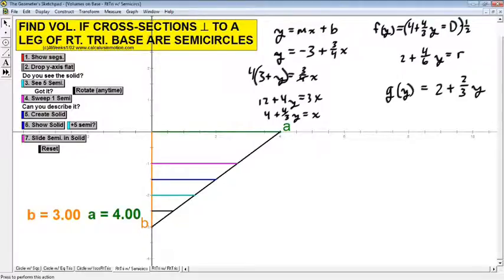Let's go all the way back to the area function for each semicircle. Oh, you're seeing it coming. You're like, oh, I see it. What's going to happen? Well, we have pi r squared divided by 2. We agreed that that was the area of a semicircle. But now I'm going to plug in something different instead of r. What am I going to plug in? I'm going to plug in my function. So I have 2 plus 2 over 3y, squared, divided by 2.